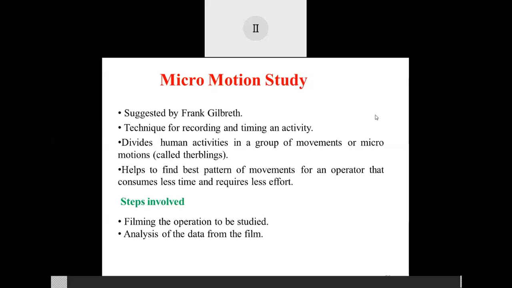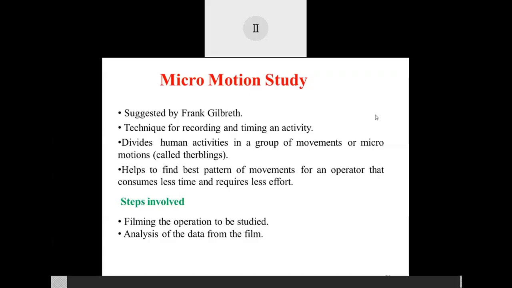So today our first topic is micro motion study. It is suggested by Frank Gilbreth. Okay. So in micro motion study, what happened? It is a technique for recording and timing an activity.